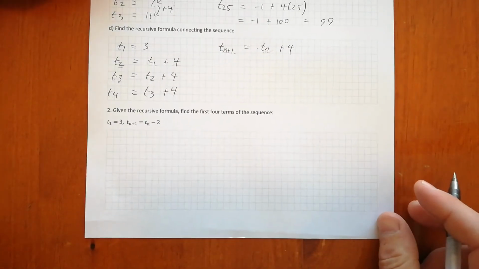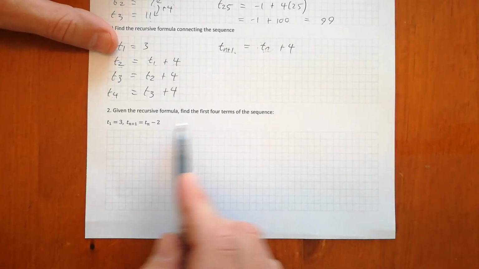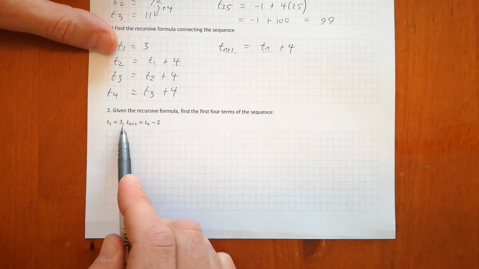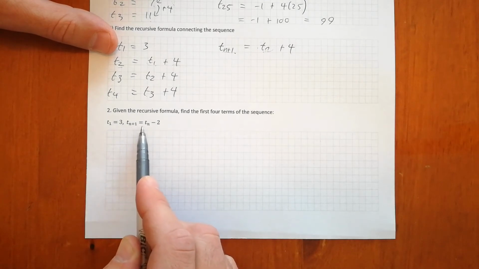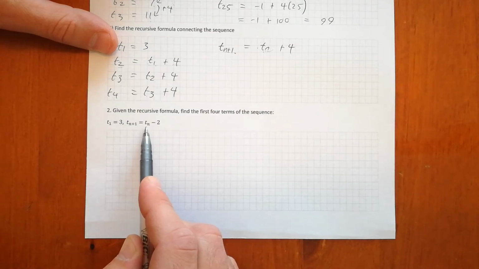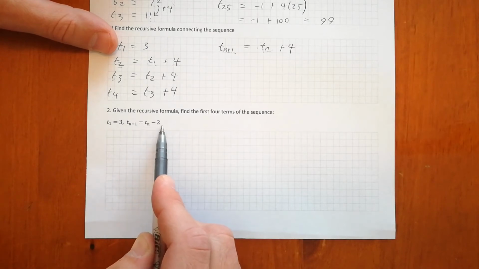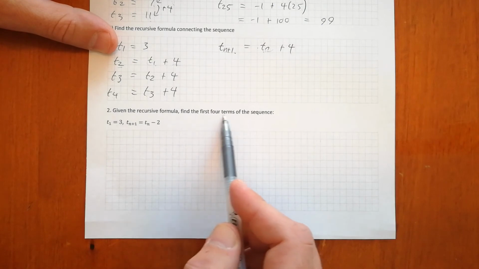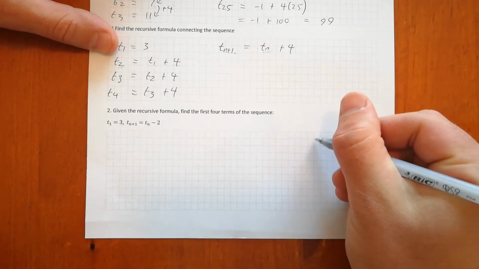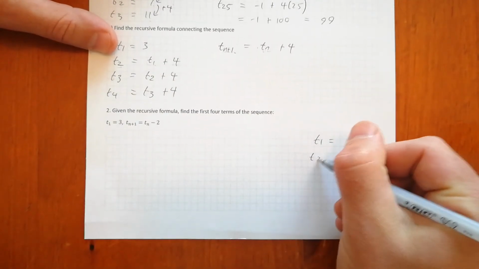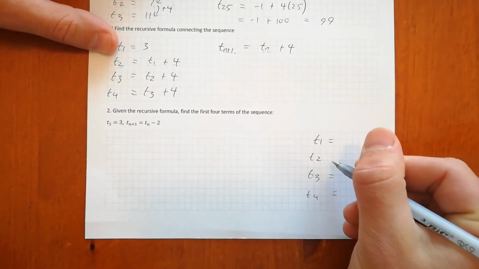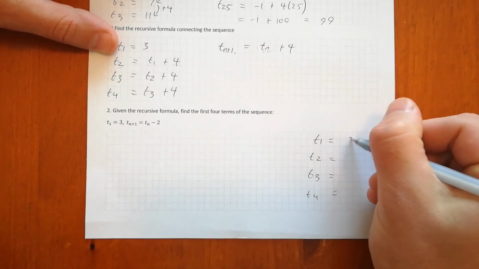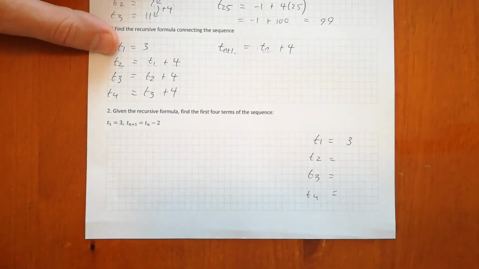Okay, then let's look at an application of a recursive formula. We've got this formula here. T1 equals 3, and T of n plus 1 is equal to Tn take away 2. Find the first 4 terms of the sequence. So let's write our answers over here. It wants us to find T1, T2, T3, and T4. And they've given us T1. T1 is 3. We're going to need to apply that.